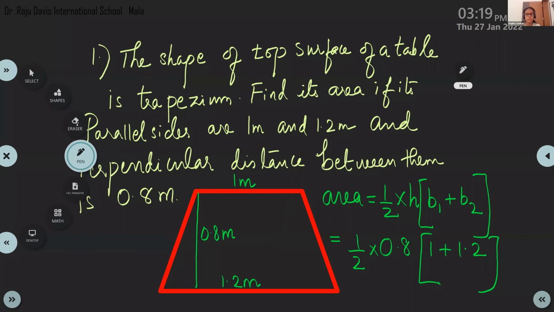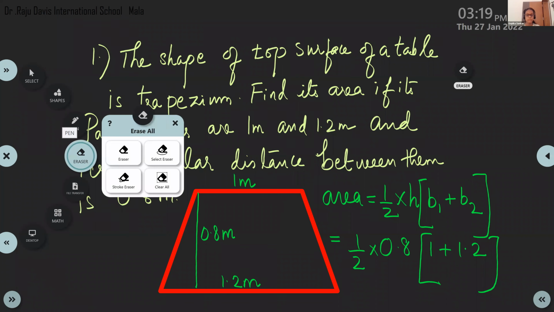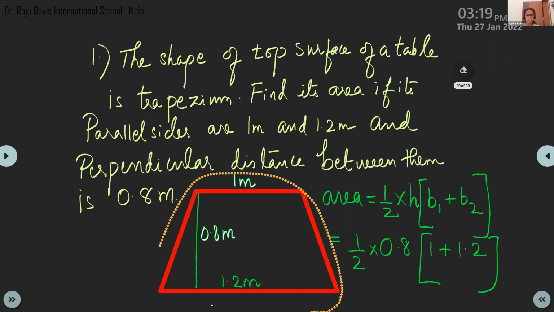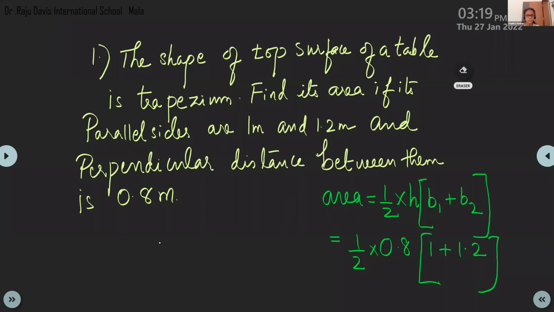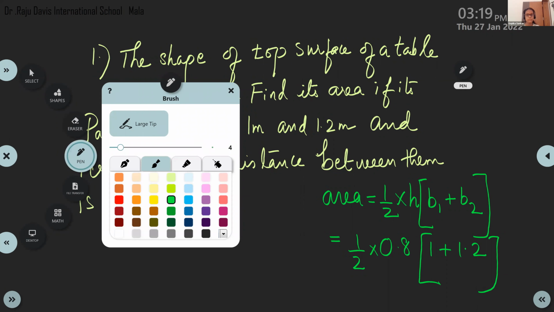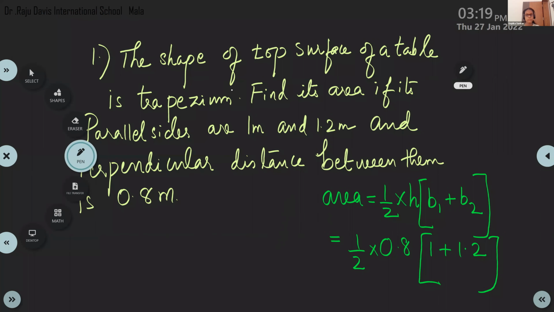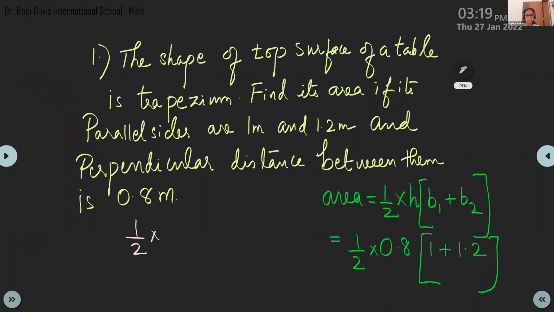Let me try to erase this. Select eraser. This one. I will rub this. Yes. Now you see how the calculation goes. But let's first put what is inside the bracket. So half into 0.8 into, what is this? 1 plus 1.2, isn't it? So 2.2 you will get, right? Now you write 2.2 here.